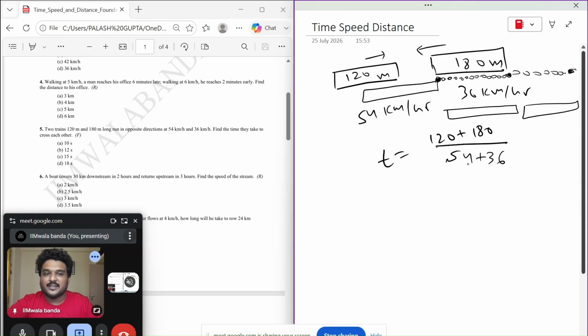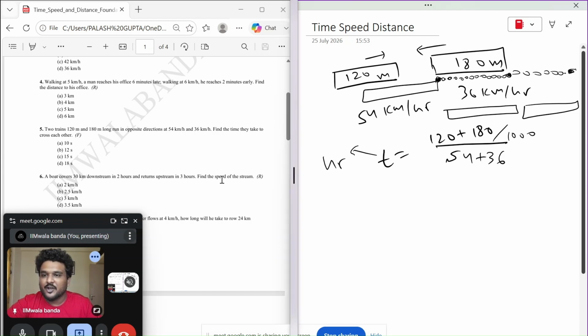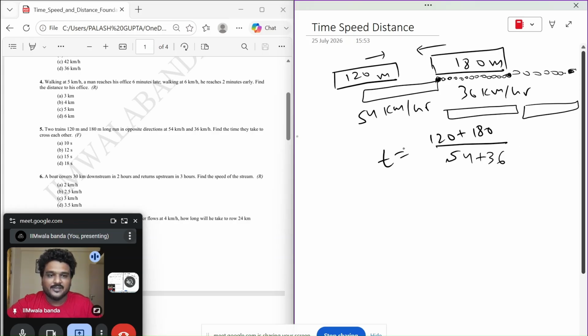What is wrong here? This is kilometers per hour and this is meters. So make it kilometers. But this is going to come in hours, and I have already seen that the answer is in seconds. So a better way to do it: this is in meters, so let's keep the speed in meters per second. I want this in seconds, so let's convert this kilometer per hour into meter per second. So what is this? 300. What is this? 40 and 50.